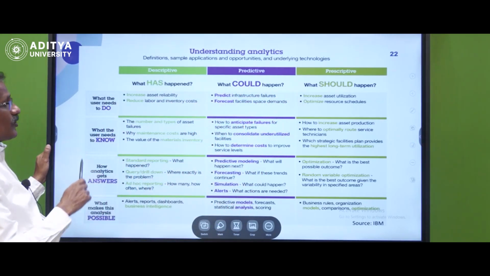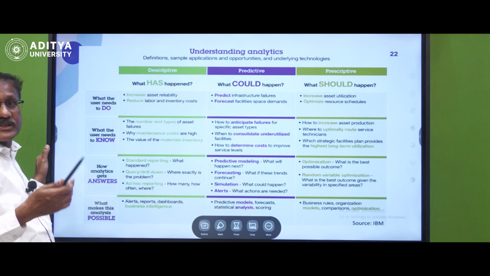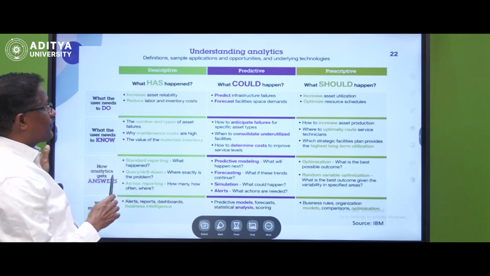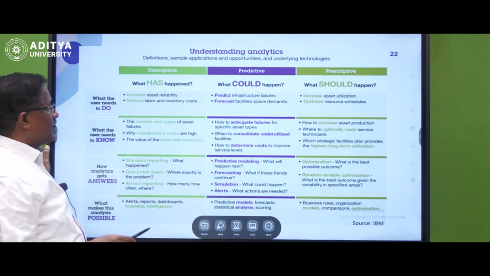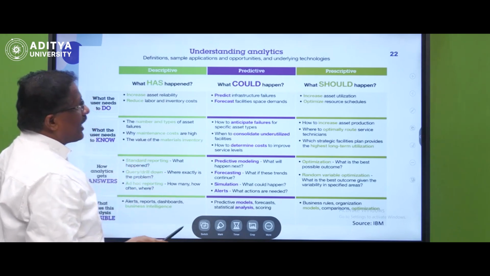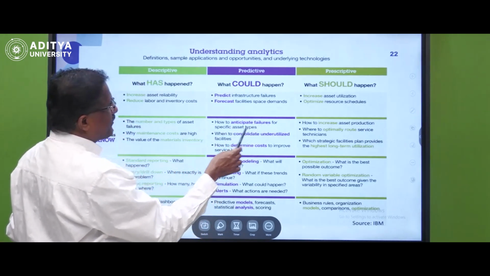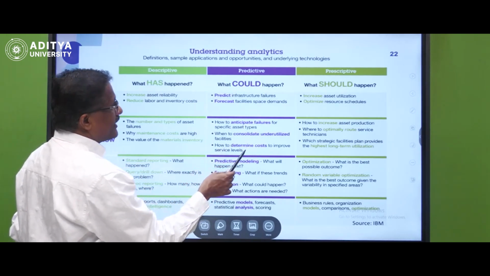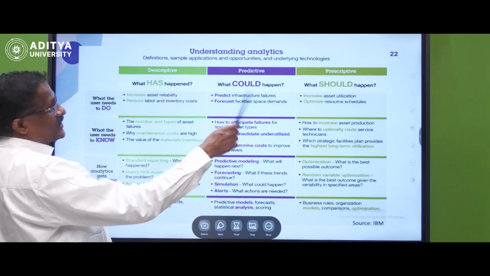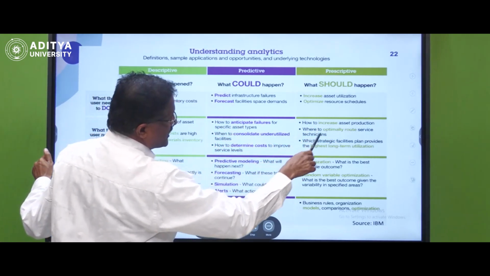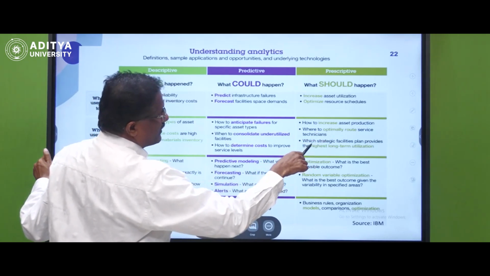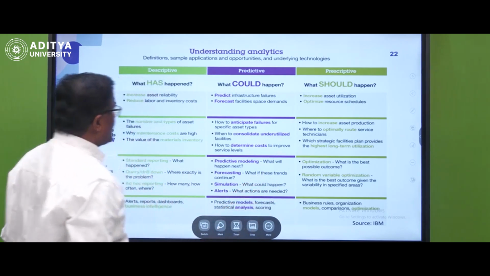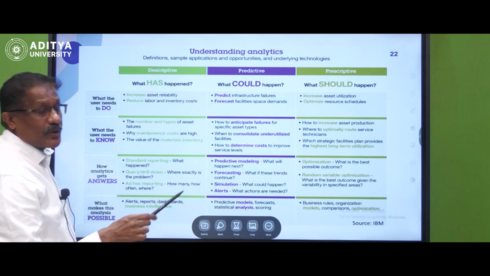Second, what the user needs to know. The user, who are all the customers, consumers, wants to know. The first one is descriptive: number of and types of the asset failure, why the maintenance costs are so high. These are the reasons we are going to find out. After that, we are going to predict how to anticipate the failure for the future, when the consolidated analyzed facilities, how to determine the cost to improve the service level. And the last one is prescriptive: how to increase the asset production, where to optimally route, and which strategic facilities make the plan which provides highest long-term utilization. That is what the user needs to know.